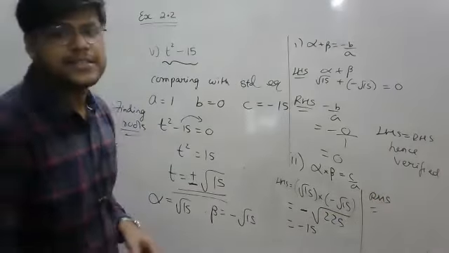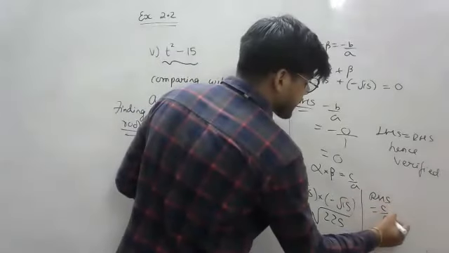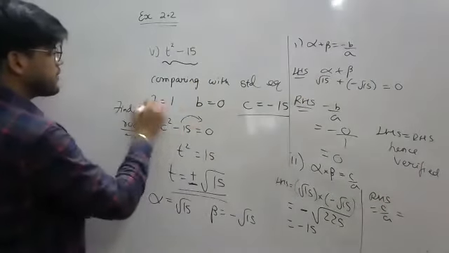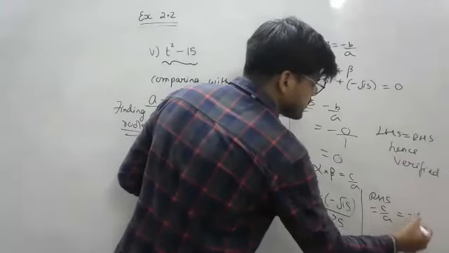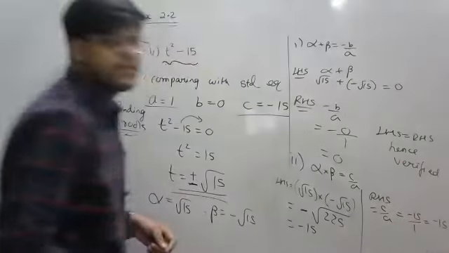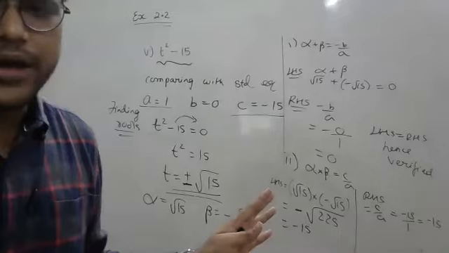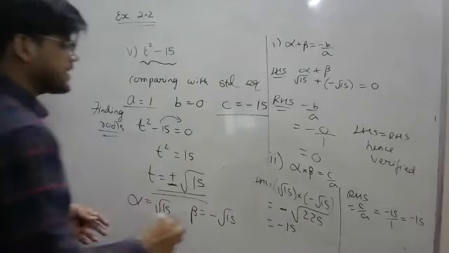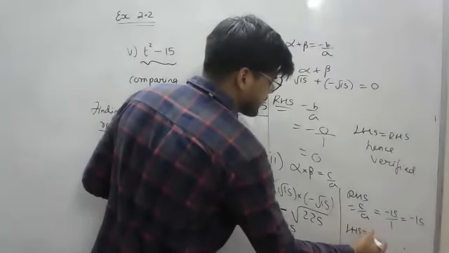So what is RHS? c by a. The value of c is minus 15, the value of a is 1. Minus 15 upon 1. Yes. Whenever in the denominator you are having 1, you may not write it. So again LHS equals RHS, hence verified.